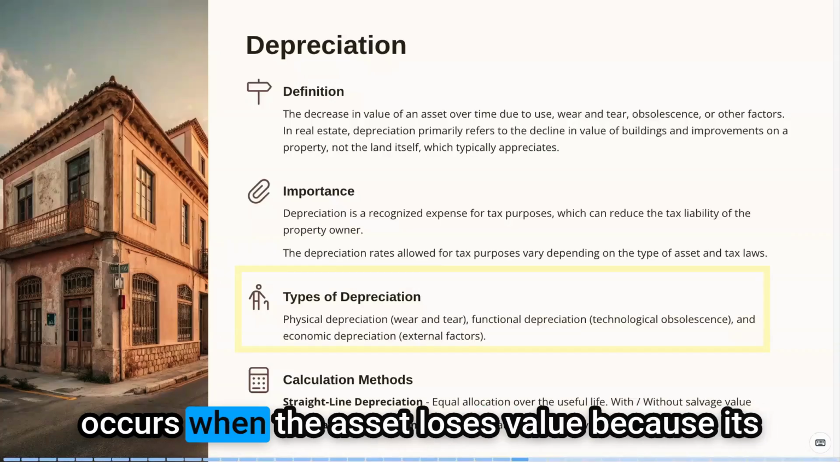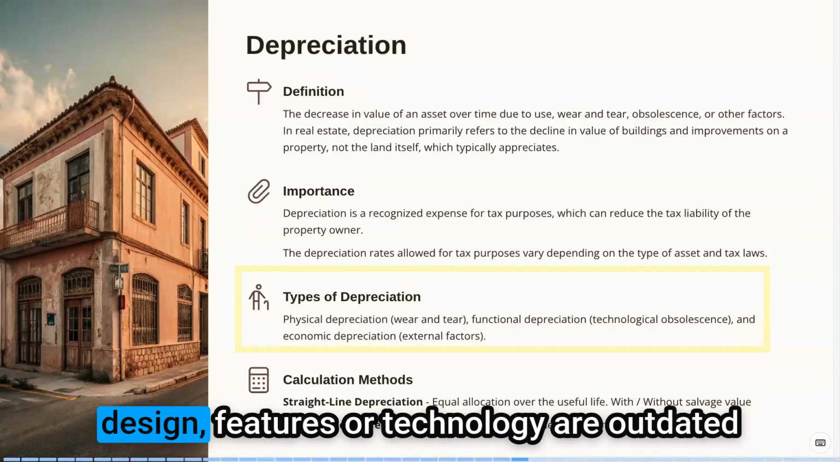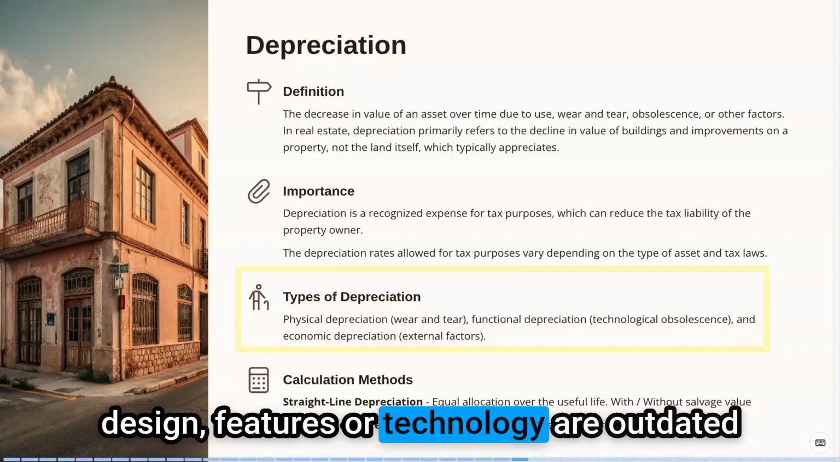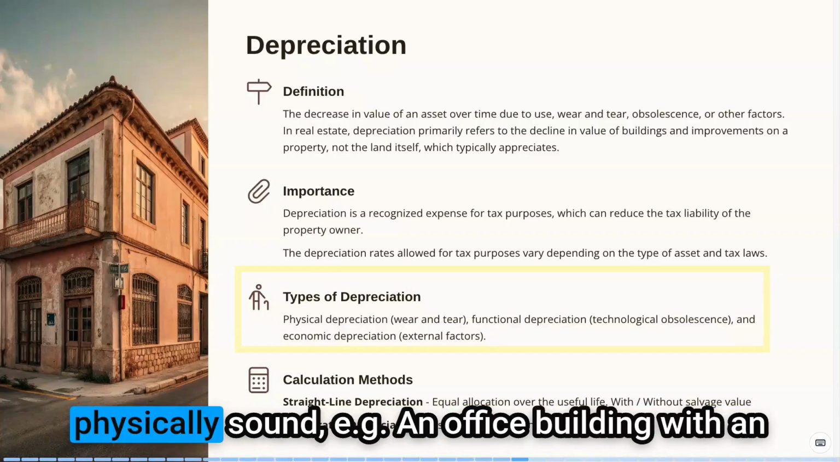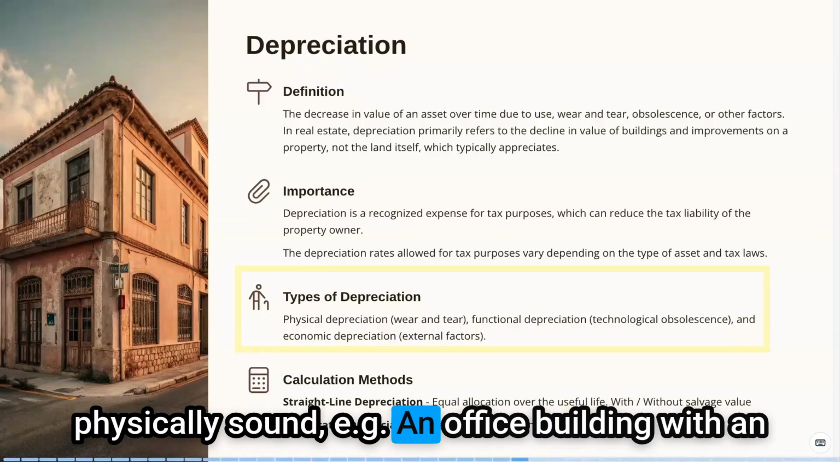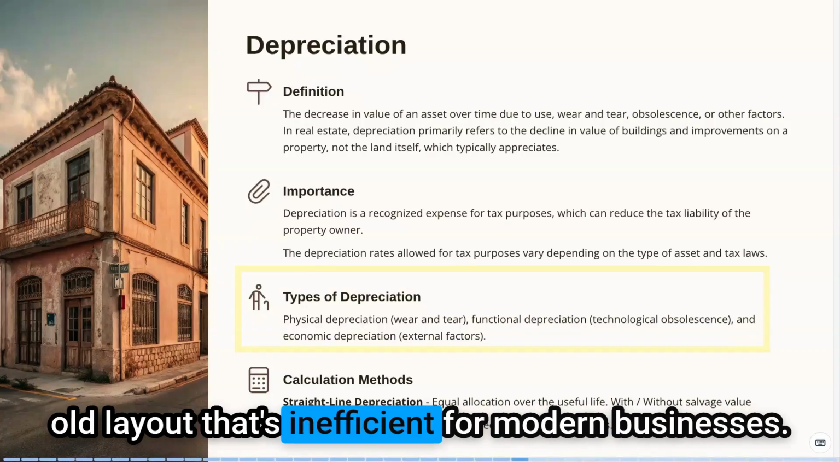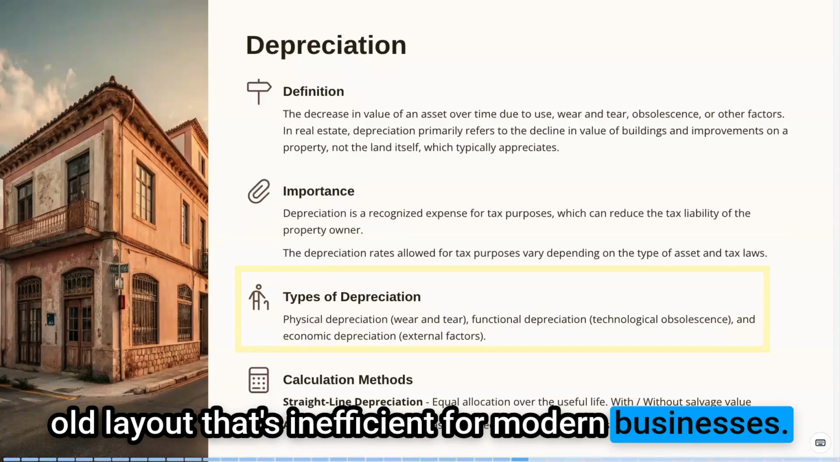This occurs when the asset loses value because its design, features, or technology are outdated compared to newer alternatives, even if it's still physically sound. E.g., an office building with an old layout that's inefficient for modern businesses.